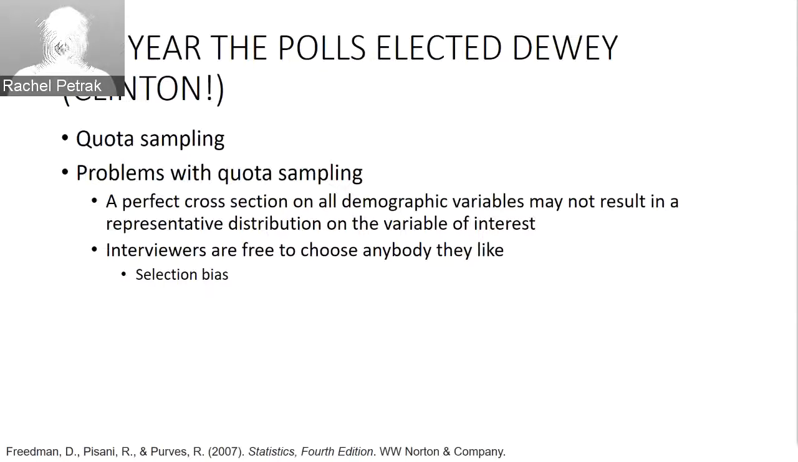But the problem is that a perfect cross-section on all demographic variables may not result in a representative distribution on the variable of interest. Because if we already had perfect predictions for them on the variable of interest, then we wouldn't need to do the sampling at all. So there are real problems with quota sampling, but another really important major problem is that within the quotas, interviewers are free to choose anybody they like.